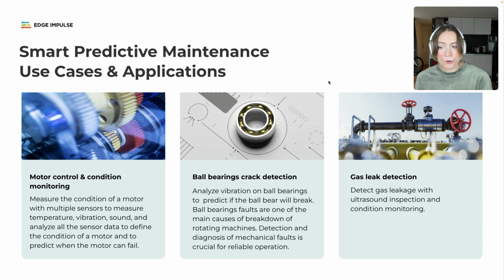We can also do things for motor control and condition monitoring, where we can measure the condition of a motor with multiple sensors using a concept called sensor fusion and analyze all the sensor data coming in at the exact same point to predict when a motor could fail. We can also use anomaly detection for things like ball bearing crack detection with the diagnosis of mechanical faults. And you can also do gas leak detection depending on various sensors that you have for your gas pipelines.